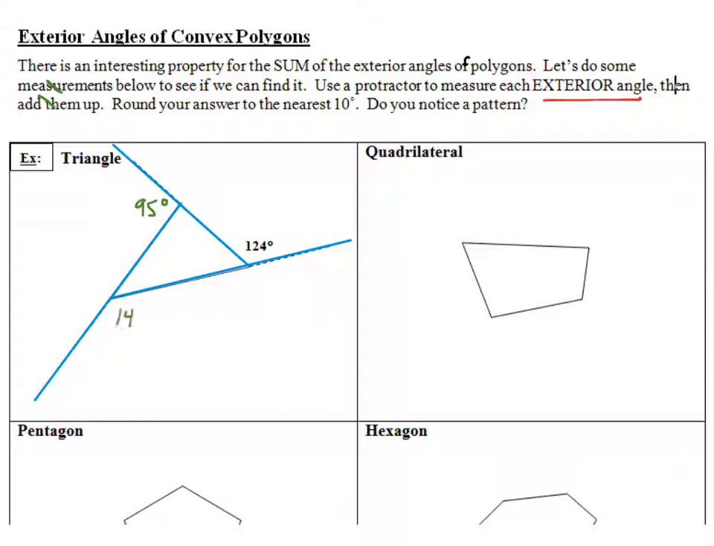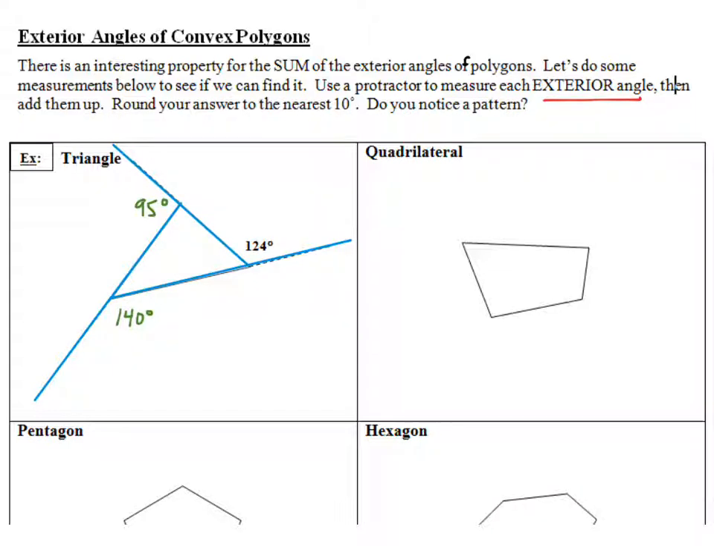So the measurement I found was 140 degrees. So I found my 3 exterior angles. It makes sense. It's a 3-sided figure, so it's going to have 3 exterior angles. Now the next thing it said to do was to add them up. And then we're going to round the answer to the nearest 10 degrees.